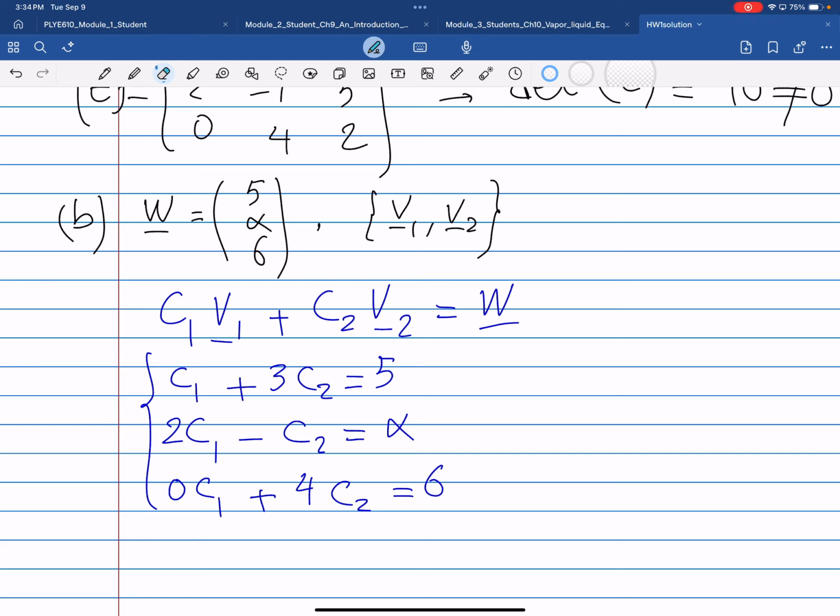So now you can compute. You can compute C2 here. C2 in this case is going to be 3 divided by 2. Then from the first one, you can calculate C1. C1 is going to be half. And your alpha is minus half, or minus 0.5. So that's the meaning of the linear dependence.